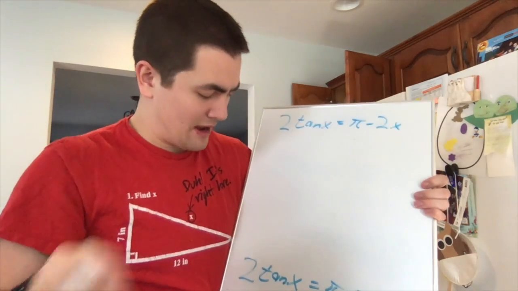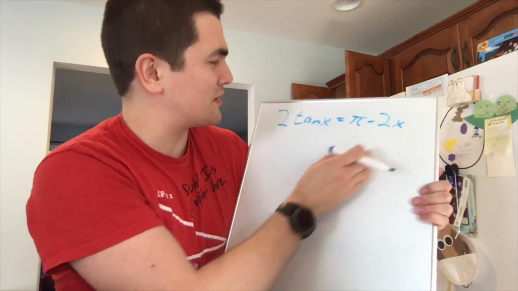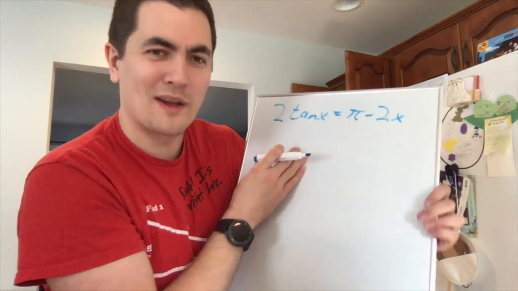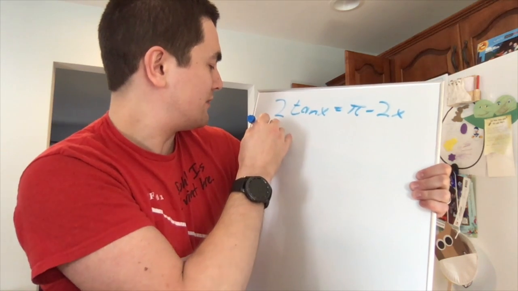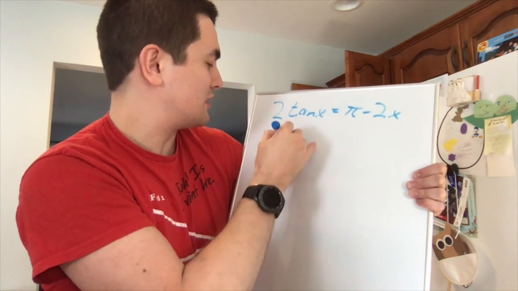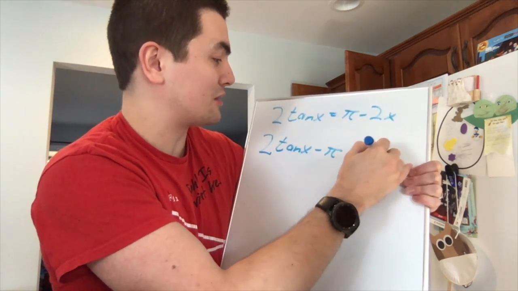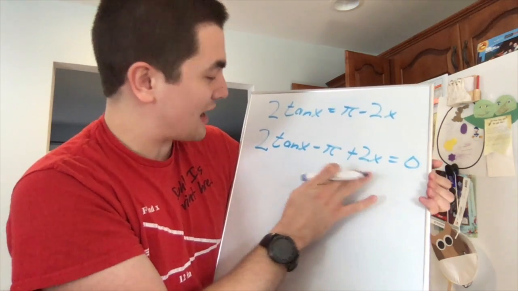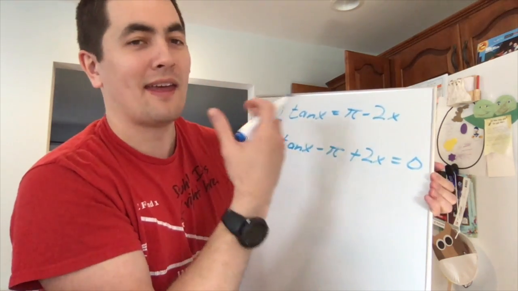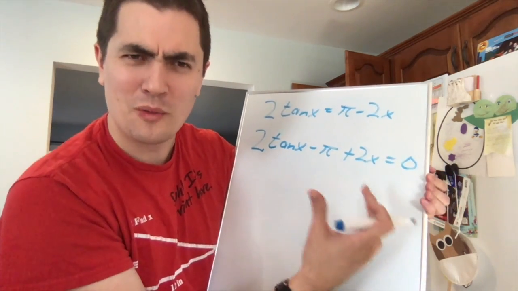All right. Now, the way to do this with your TI-84 is get everything over onto one side. Okay. So let's say I have 2 tangent of x minus pi plus 2x. And of course, this equals 0. Now all I need to do is type this into my calculator and find out when does it actually cross the x-axis, like when do I get a 0.